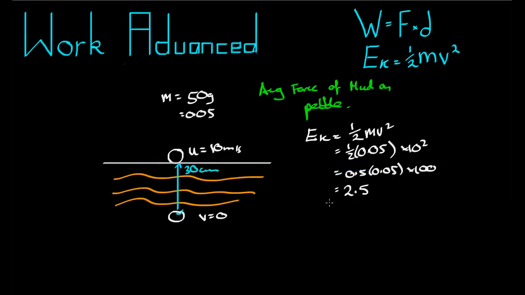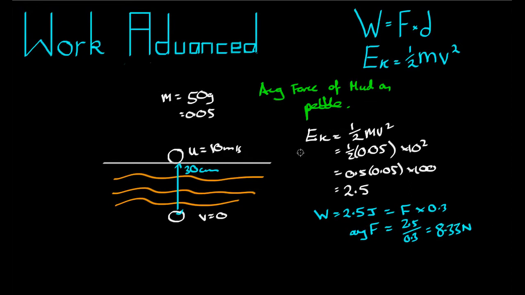So if this is the net work that's been done on that pebble, work is equal to 2.5 joules. That must have been done by the average net force on the pebble over the distance it's dropped, so 0.3 meters. So getting the average force by itself, average force is equal to 2.5 divided by 0.3. That is equal to 8 1/3, so 8.33 newtons. That is the average net force that must have been applied to the pebble.